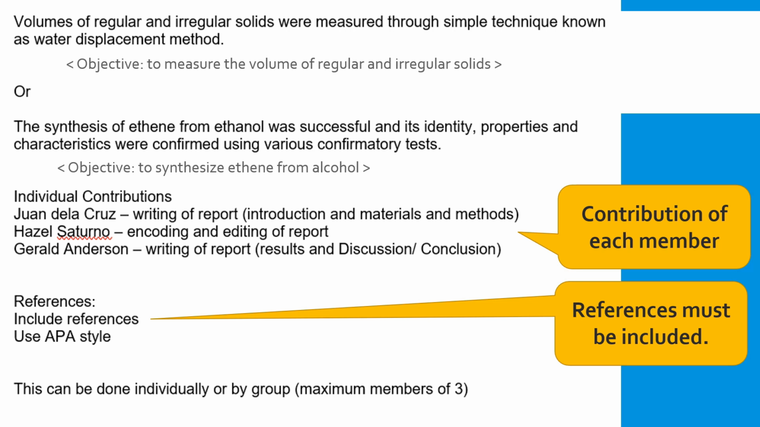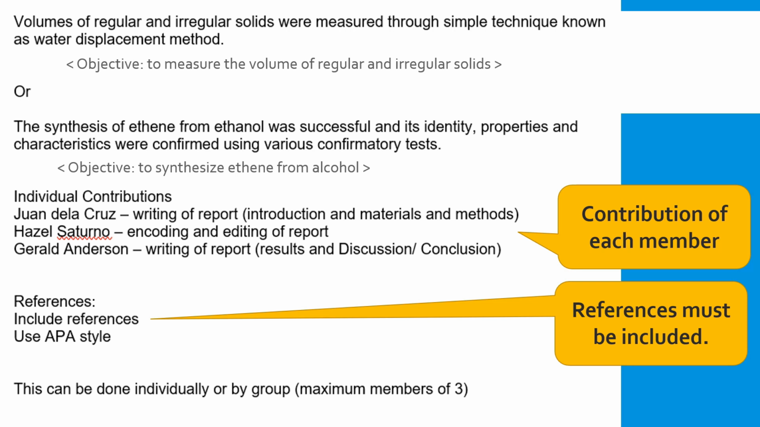So, dun sa conclusion part, sabihin mo, the synthesis of ethene from ethanol was successful and its identity, properties, and characteristics were confirmed using various confirmatory tests. Period. Tapos na. Ganon lang magsulat mo. Sa last part, kasi itong lab report nyo can be done individually or with a group of 3. 3 lang. Hindi pwedeng mag-exceed. Pwedeng 2, pwedeng 1, hanggang 3.